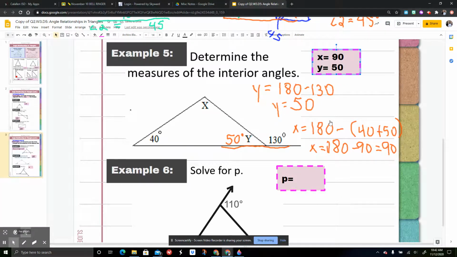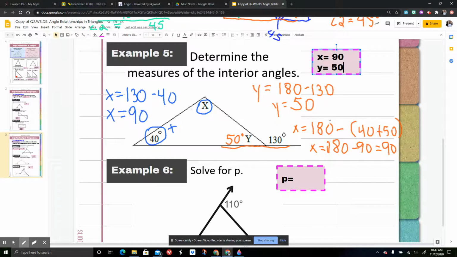And just like the other one could be done two different ways, when we found this X, we could have just said this plus this equals 130. So X is equal to 130 minus 40, which will still give you 90 degrees. So there's two ways to find angle X in that example.